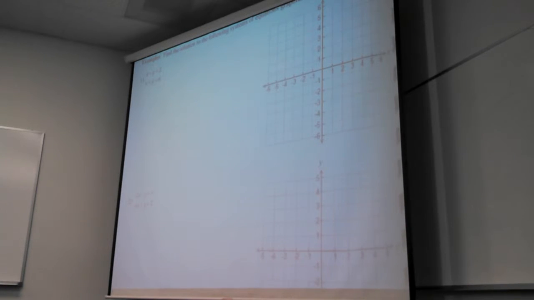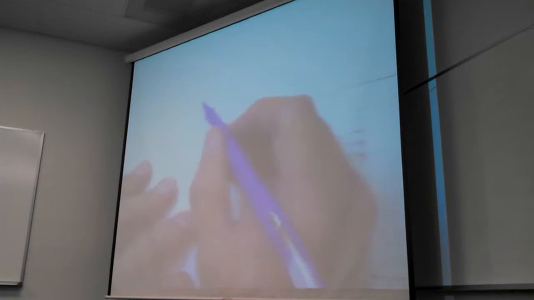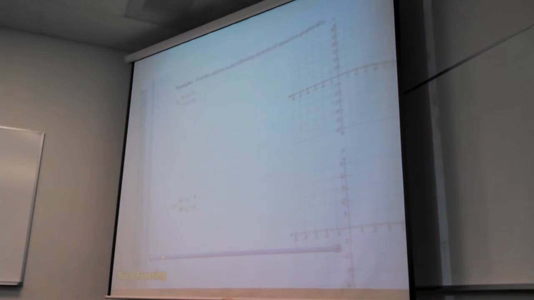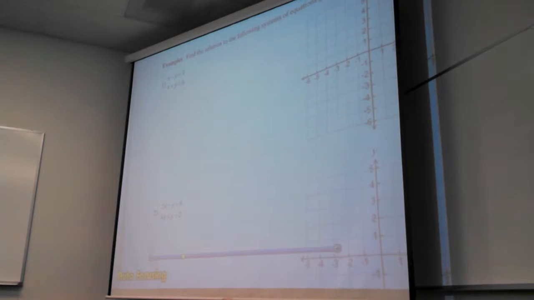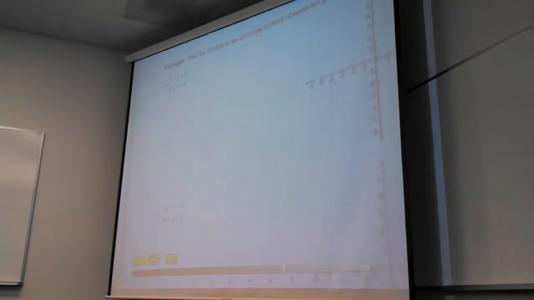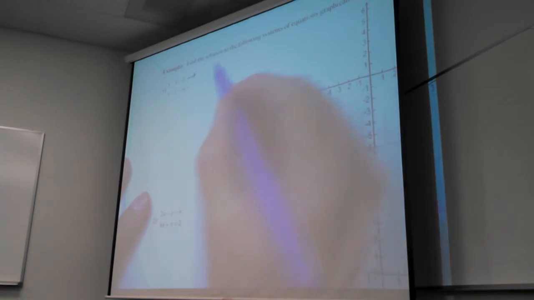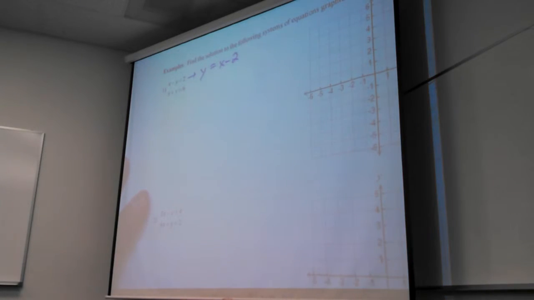Catch up to you guys here. So what's the first thing I should do? I like it. Put it in the right form so I can see how to graph each line quickly. So on the first one, if I add y, subtract 2, should get there.